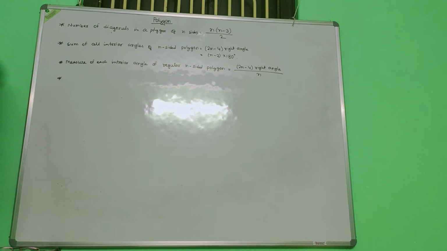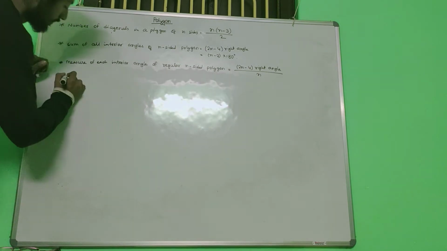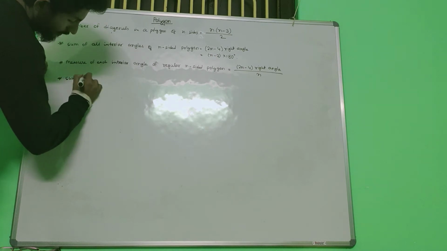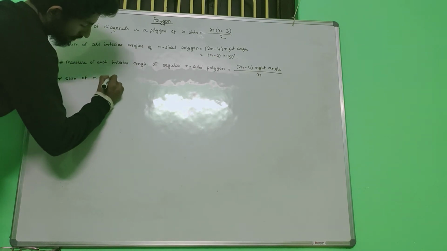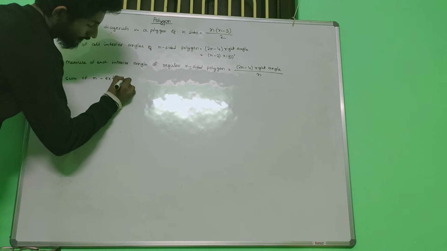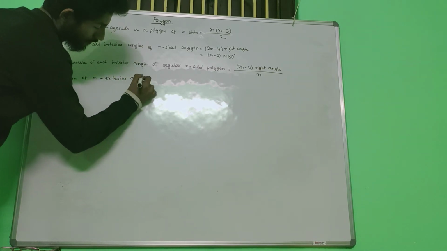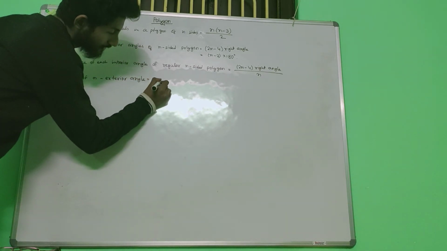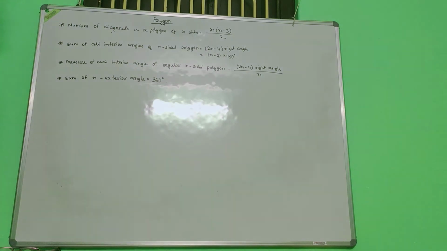Now there is a rule that the sum of the n exterior angles will always be 360 degrees, which means 4 right angles.